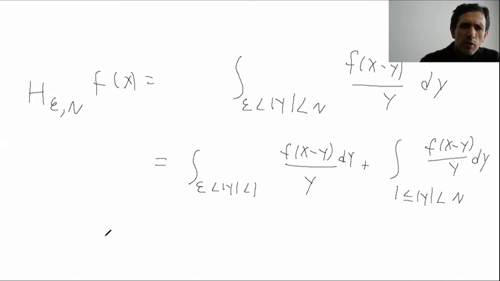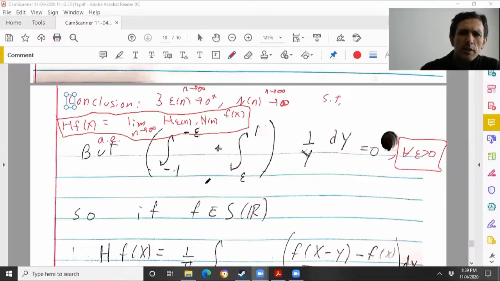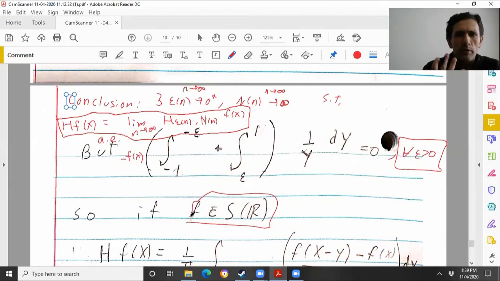Okay, so now I'm doing that trick I just had a second ago. This integral is 0. So really I want minus f of x. And here, now I'm going to assume f is Schwartz. So it's pointwise defined everywhere. There's no issue. So this is 0.